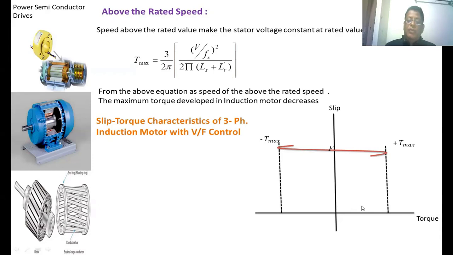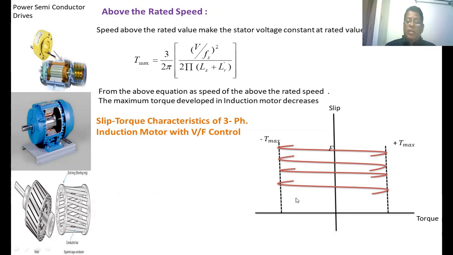Suppose we want to run the induction motor below the base speed and reduce the voltage so that the V by F ratio is constant. So the maximum torque developed in the induction motor will be the same during the motoring operation as well as the regenerative operation. If it is decreased further, you get the same profile, but the same graph will be shifted downwards. The maximum torque during motoring as well as braking is also constant.